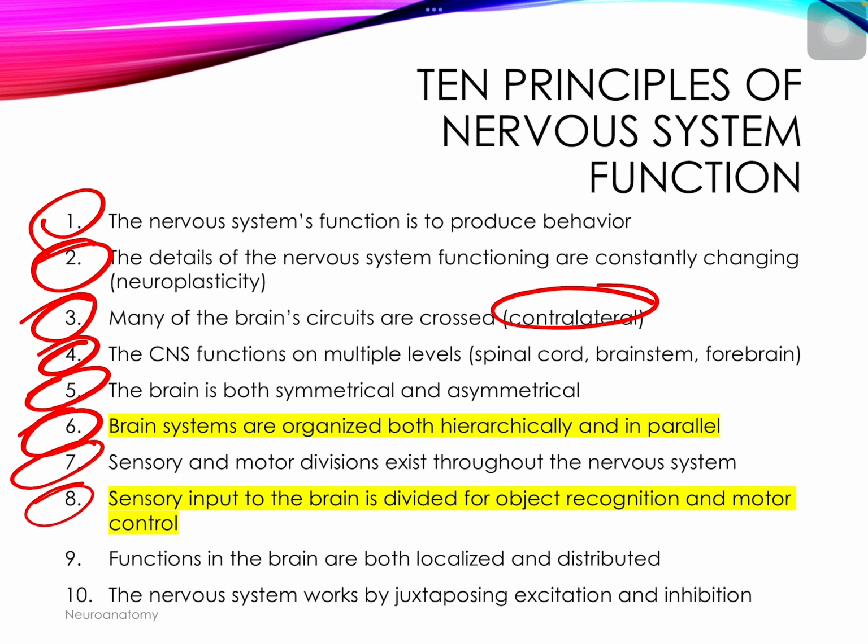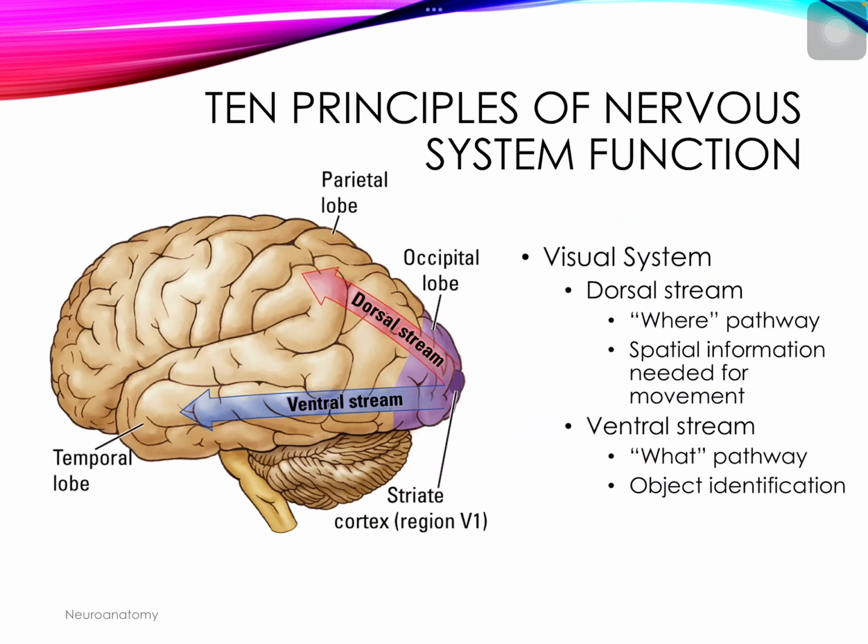Another important principle is that sensory input into the brain is divided based off of object recognition and motor control. And so we know that these systems do work together to allow us to navigate our environment, as well as be able to describe and sense what's around us. So an example of this is the visual system. We have a dorsal stream and a ventral stream. This is the entire visual system, thinking about how we receive an input from the eyes. It goes through the retina, through the optic nerve, through the lateral geniculate nucleus, and it gets processed all the way back to the occipital lobe area.